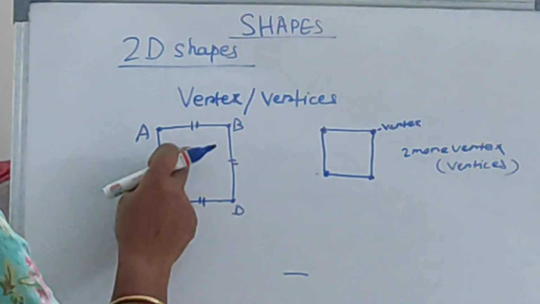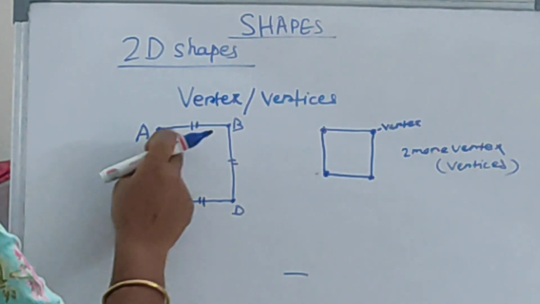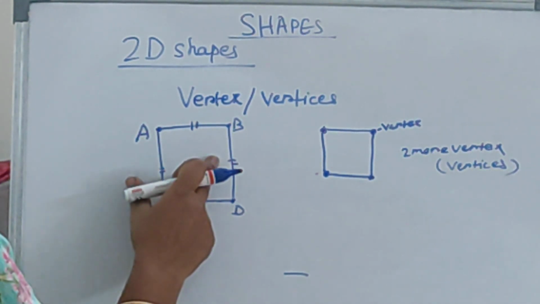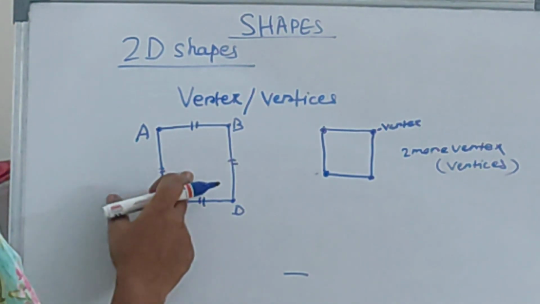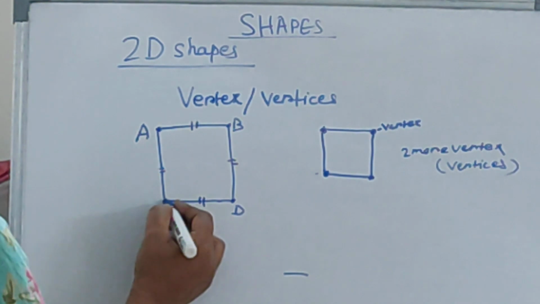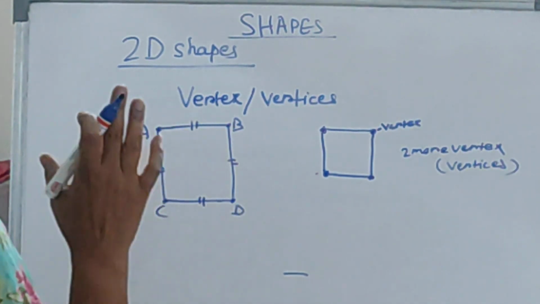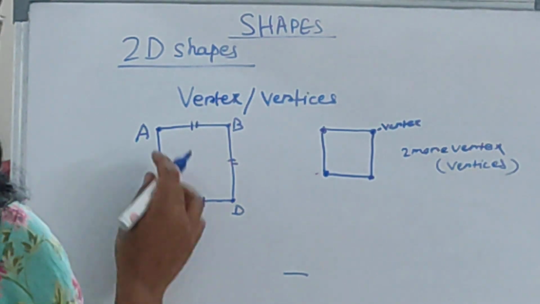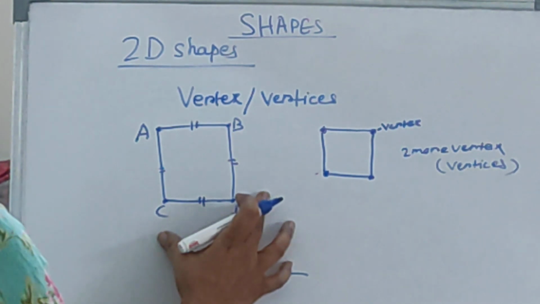So what is a side? A side is a line which connects together to make a shape. Two or more lines meet together and form a shape. So here, how many sides are there? Can you name these sides?